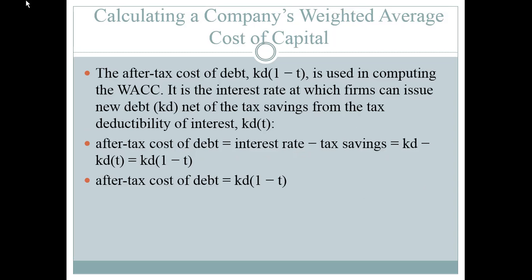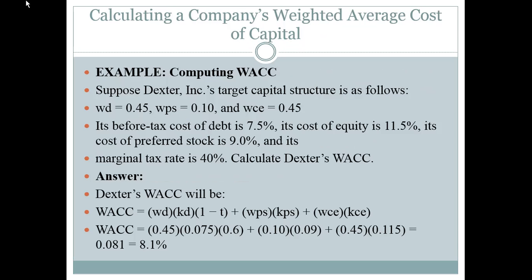Alright, so for calculating weighted average cost of capital, we use KD times 1 minus T, because we said interest is tax deductible. So when you're calculating WACC, we use KD times 1 minus T.